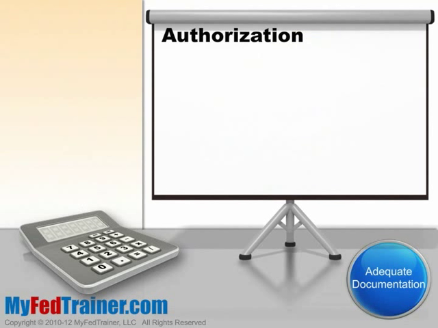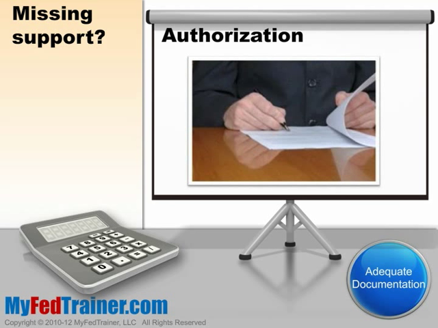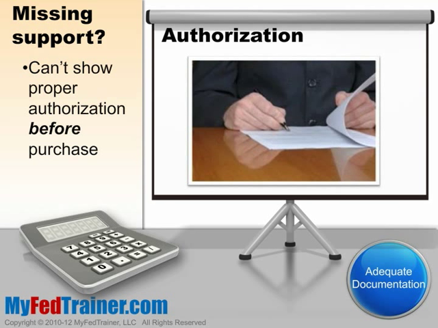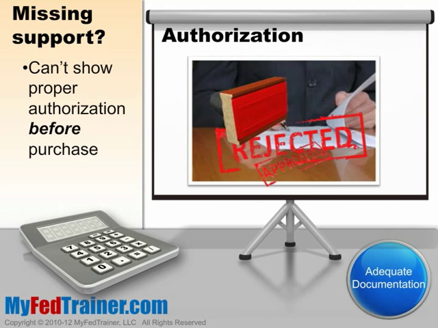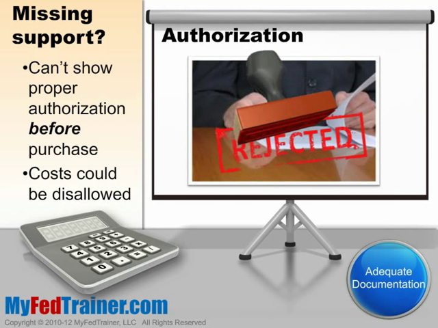Without prior authorization documented in the purchasing records, you may not be able to demonstrate the purchase was properly authorized before the purchase was made. Therefore, purchasing documentation without evidence of proper authorization may be considered insufficient source documentation and risk the purchase being disallowed for charging the federal award.